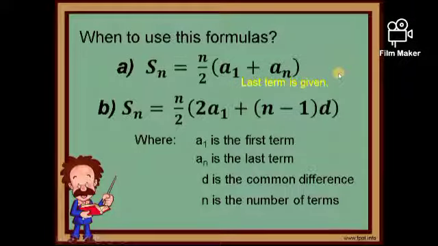If you don't know the last term, like for example, you want to add the first term, second term, up to the 100th term, but you don't know what is the 100th term, you will use formula letter B, or the second formula. If the last term is not given or not visible, or you don't know the last term, you will use the second formula. If the last term is given or the last term is visible, we will use this first formula.